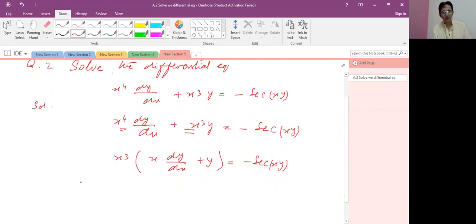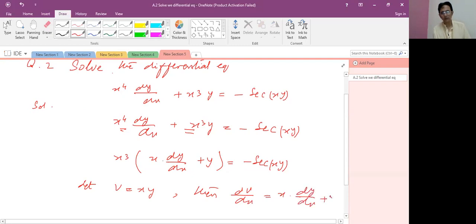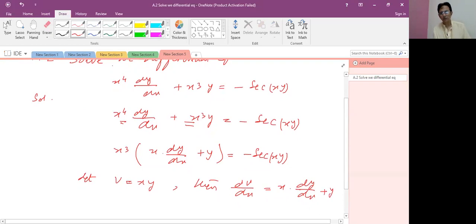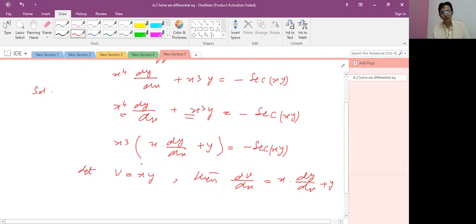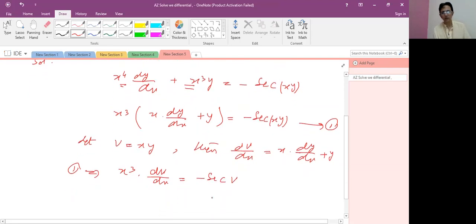After forming this equation, let v equal xy. Then dv over dx, when we find the derivative, equals x into dy over dx plus y. When we find the derivative of u into v, this will be dv over dx. So student, when we put here, because they are similar, we call it equation number 1. So x cube into dv over dx equals minus sec of v, because v equals xy. So we replace this value with the term v.